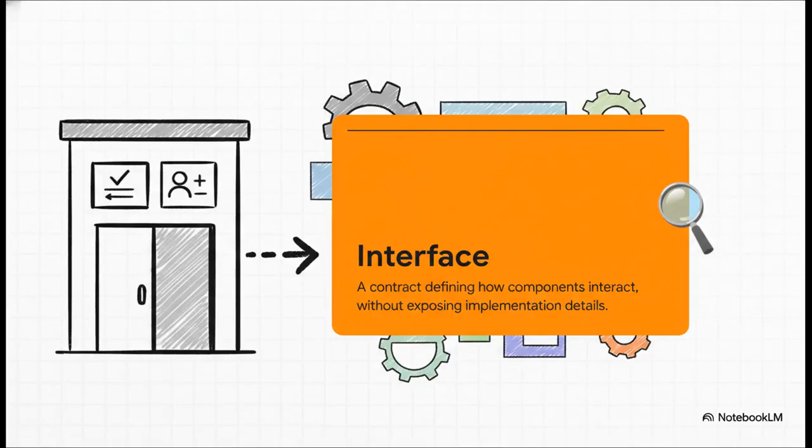So if the components are the buildings, what's an interface? Well, it's like the front door and the signs on that building. The sign on the bank says, deposit checks here or open new account. It tells you what you can do, but you have no idea how the bank's internal machinery actually processes your check. And that's the whole point. It provides clear, simple rules for how to interact without ever showing you the messy details inside.